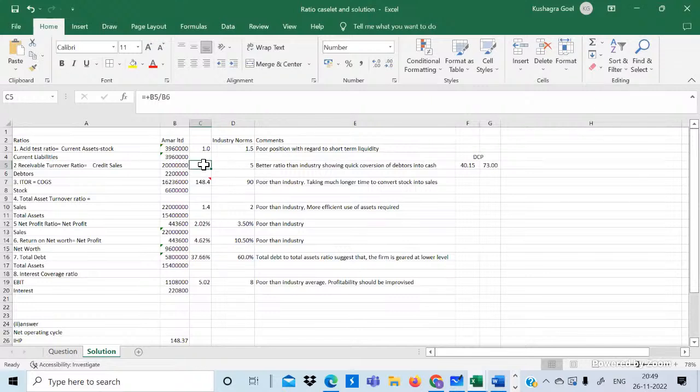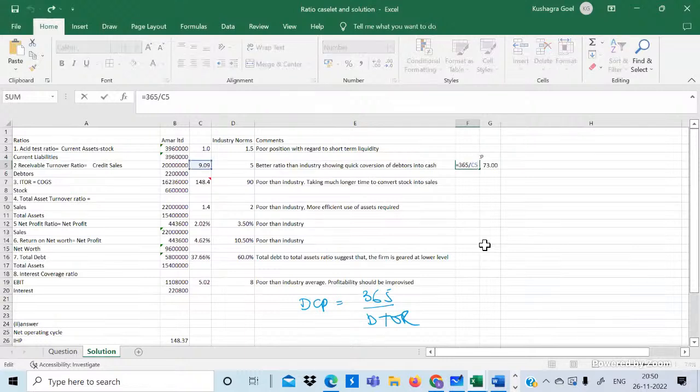Now, using the debtors turnover ratio, I've calculated the debtors collection period. How do you calculate your debtors collection period using your debtors turnover ratio? Again, we just discussed it today. Debtors collection period will be 365 upon debtors turnover ratio. So I'll take 365 and divide it by 9.09. Finally, I'll get my debtors collection period.